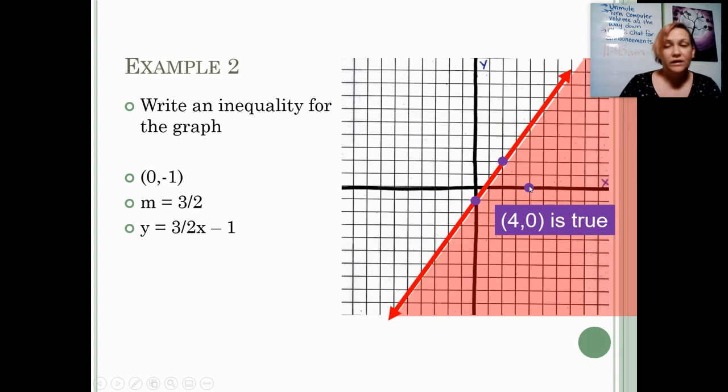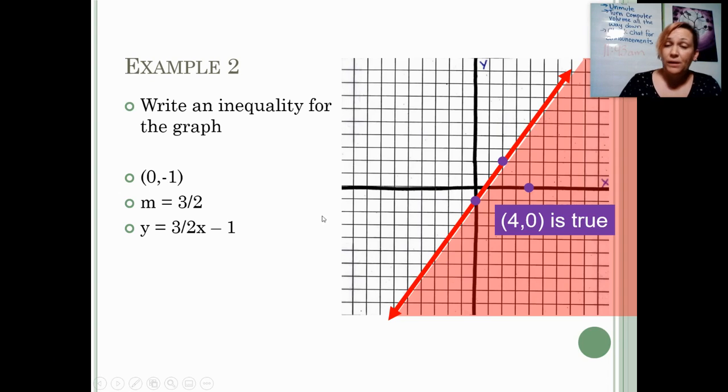Now, again, you don't have to pick an intercept if you don't want to. I could have just as easily have chosen like 4, 1 or 6, 3. Again, I'm choosing an x-coordinate that can be divided by 2 so that the fraction will go away, and I need something in the shaded region.